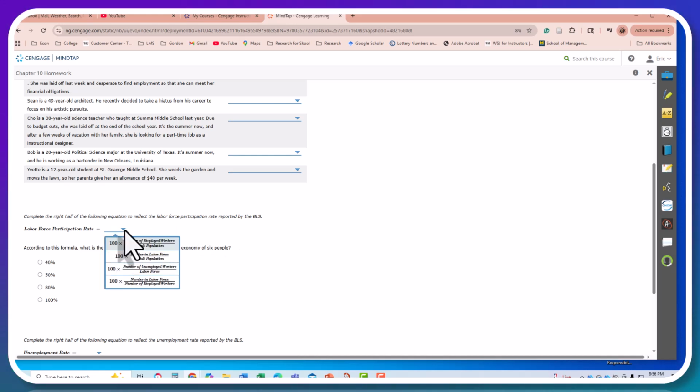Labor force participation rate. Again, that is in your textbook on the next page. And the participation rate is labor divided by adult population, so you would pick that. Now, the reason why the first section is relevant is it's going to ask you, what is the labor participation rate of this economy of 6 people? Meaning, how many fall into the adult population? You divide that into how many are in the labor force.